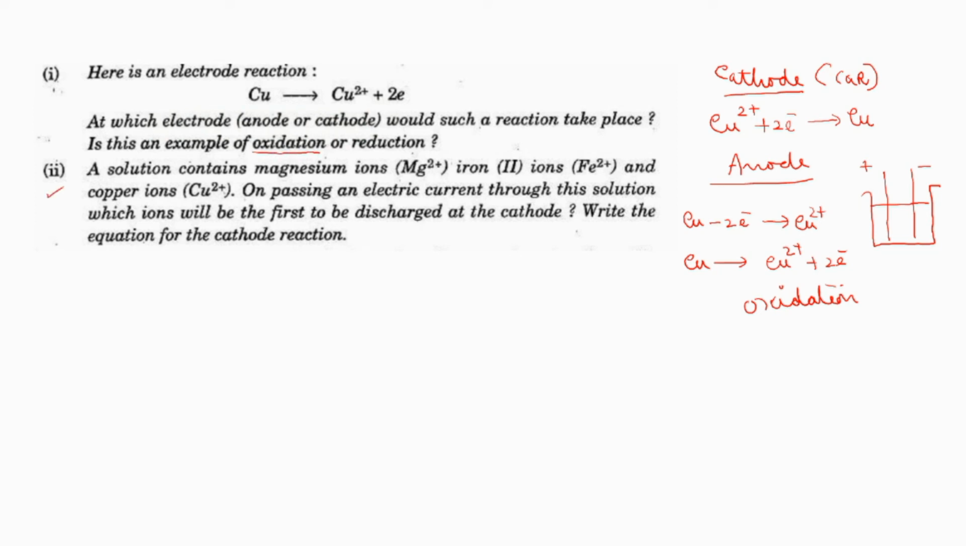Okay. Now see the next one. A solution contains Mg2+, Fe2+ and Cu2+ ions. On passing electric current through the solution, which ion will be first discharged at the cathode? Write the equation of the cathode reaction. So which one will be occupying the lowest position? Cu2+ ion. So at the cathode, which one will be getting a chance to get discharged? Cu2+ ion will be moving towards the cathode. It will be accepting 2 electrons and will be getting converted into copper metal. Easy, no? Always reduction or gain of electrons will be taking place at the cathode.